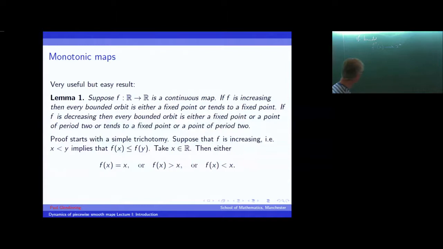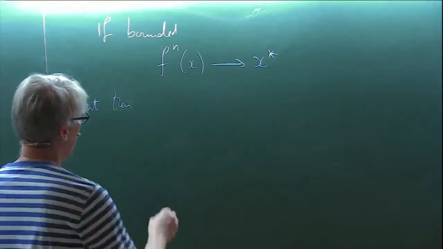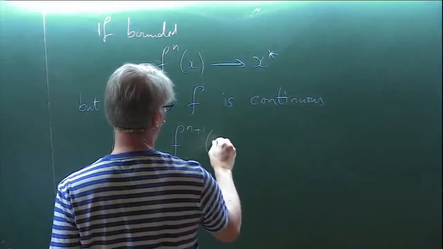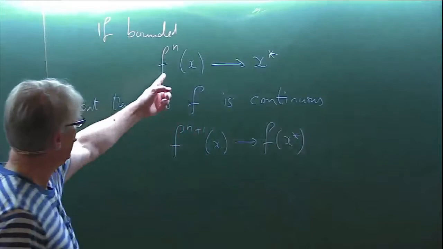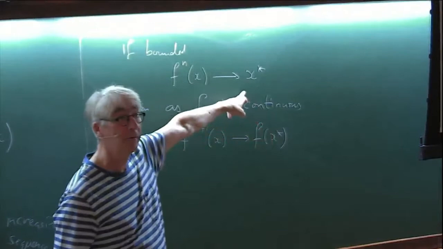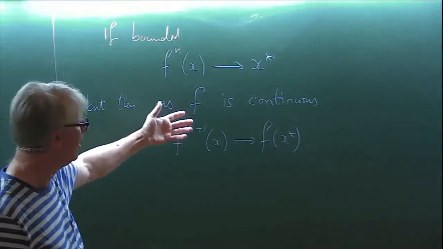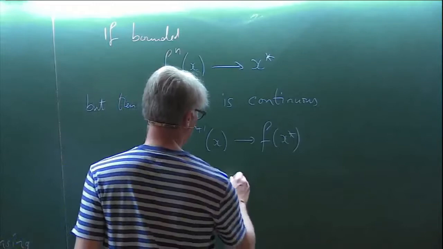But as f is continuous, if I apply f to this equation, the image under f, or under any continuous function, must converge to the image of this. But these two are exactly the same sequences, just changed the labeling. So that implies x star equals f of x star is a fixed point.